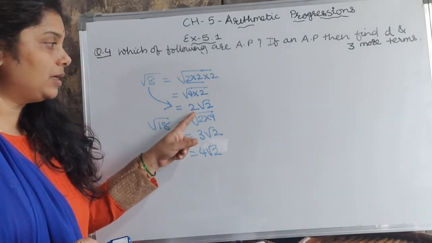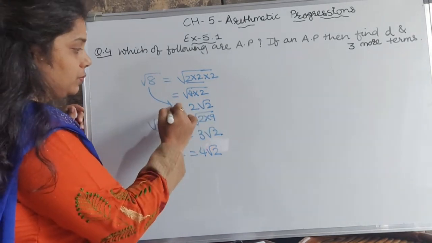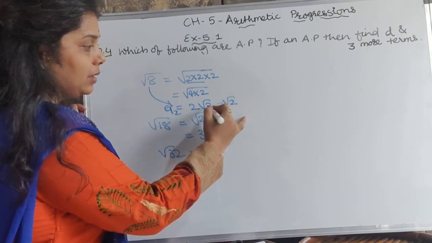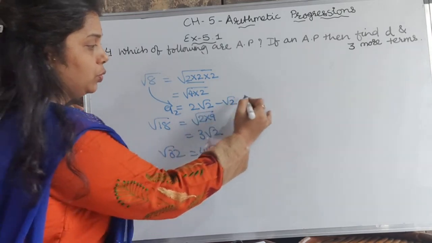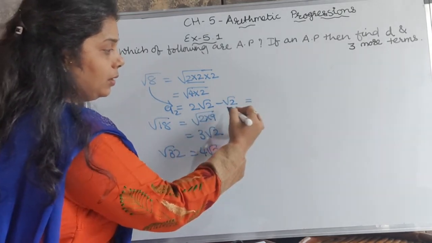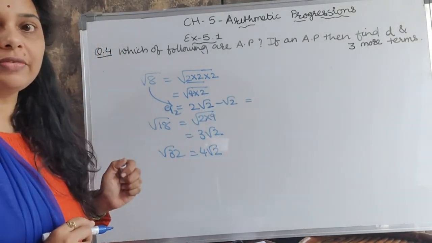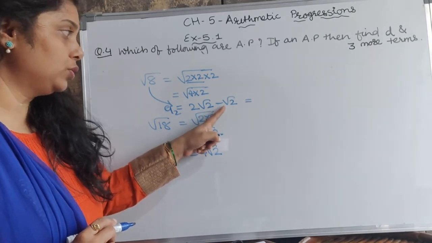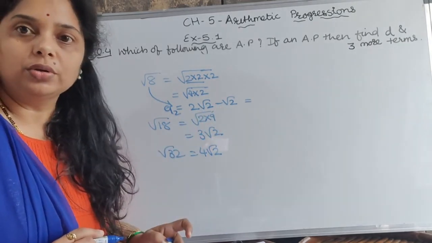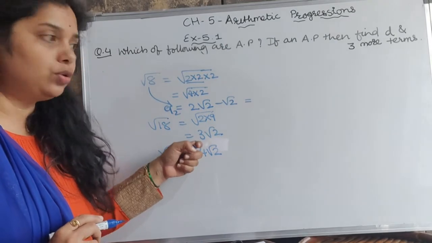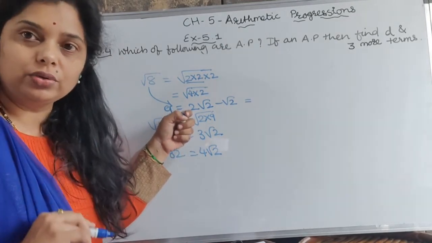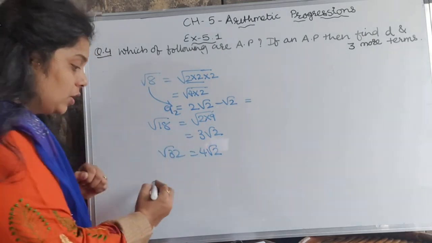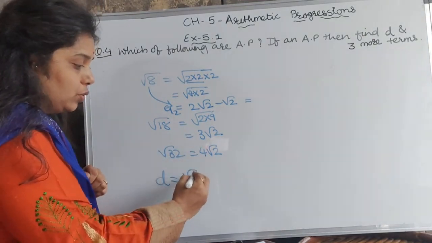A2 minus A1, where A2 is 2 root 2 and A1 is root 2. If I subtract root 2 from 2 root 2, then what is left? It is 2 root 2 minus 1 root 2, so root 2 is left. Similarly, 3 root 2 minus 2 root 2, again root 2 is left. 4 root 2 minus 3 root 2, again root 2 is left. So here D is equal to root 2.